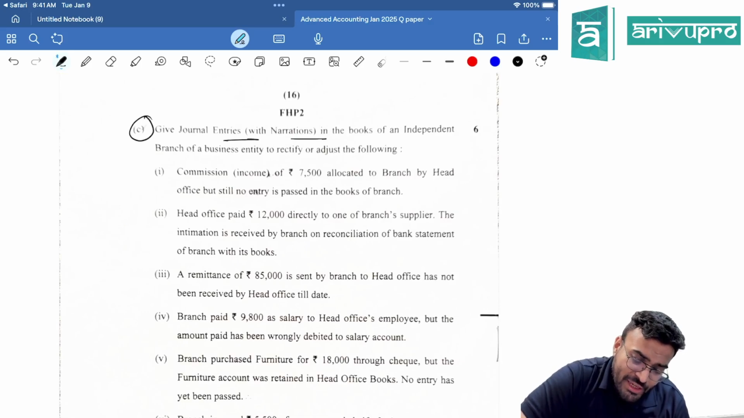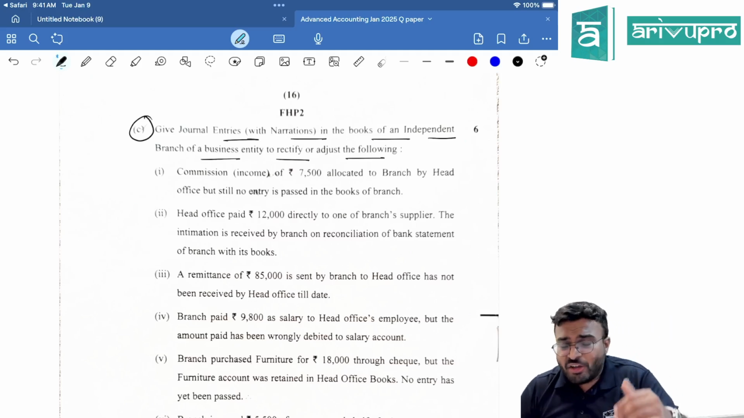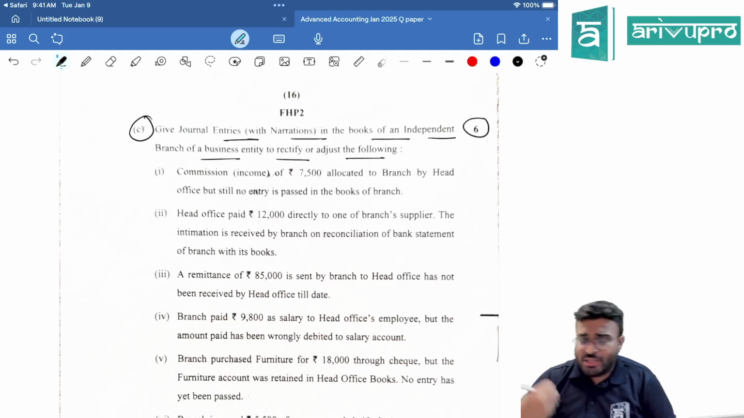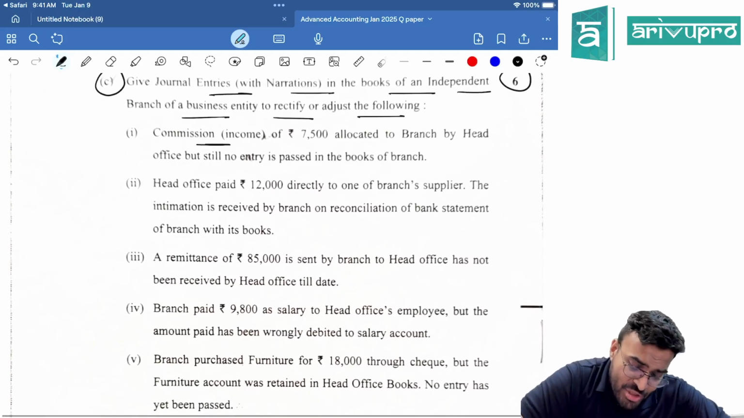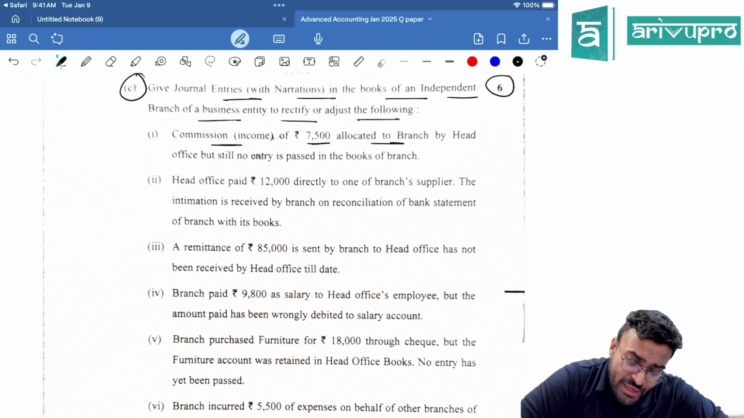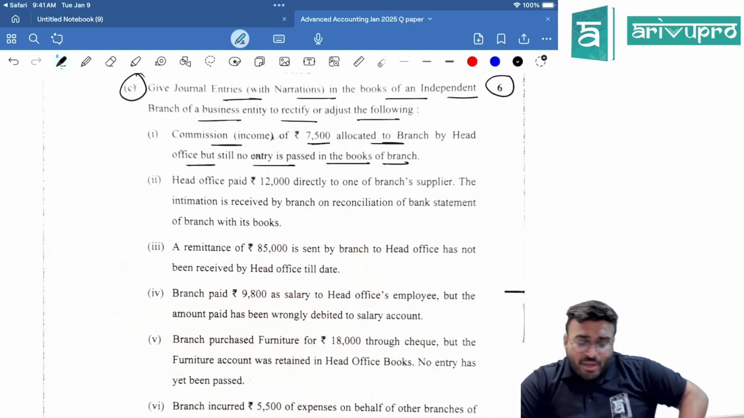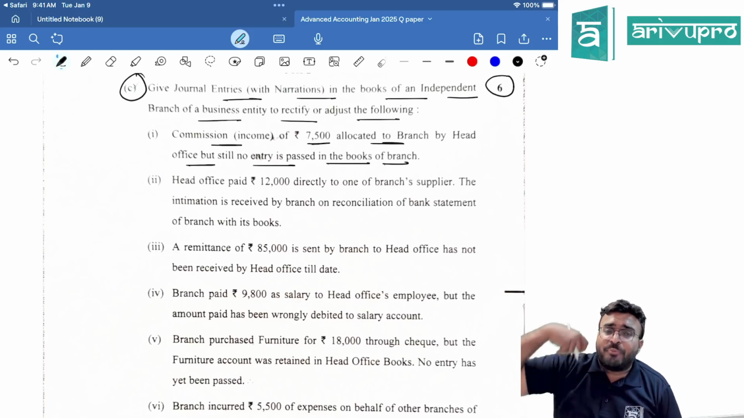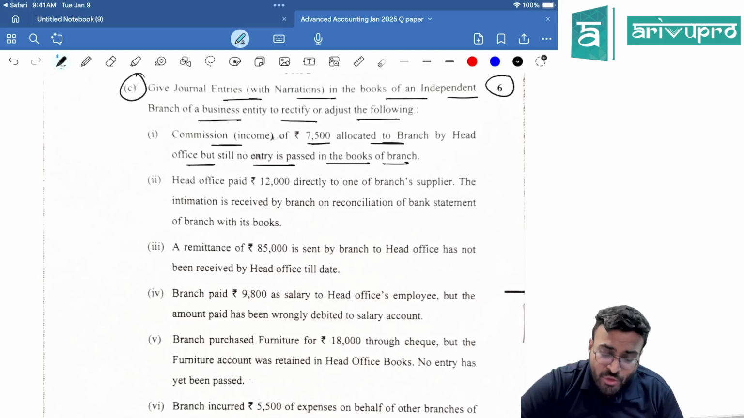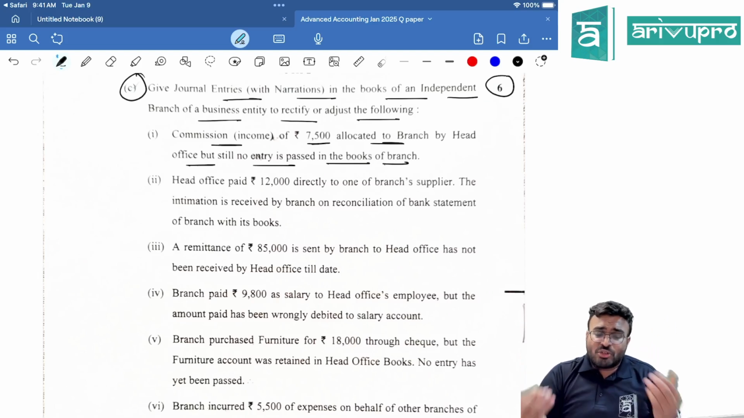Give journal entries with narration in the books of an independent branch of a business to rectify or adjust the following. Independent branch, 6 mark question they have asked. Now see over here. Commission income of 7,500 allocated to branch by head office, but still no entry is passed in the books of the branch. Commission income of 7,500 we have put into branch, but branch has not allocated this. So now what happens? Branch has to take it as income.